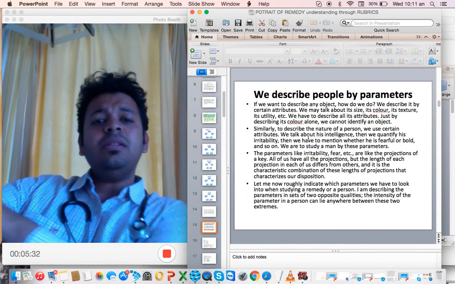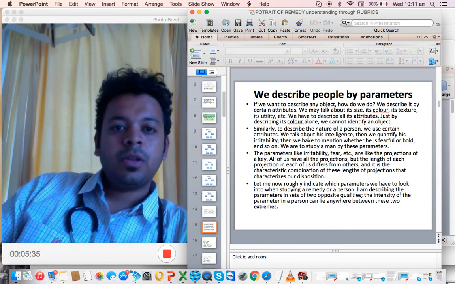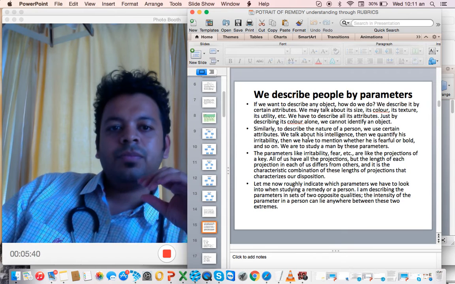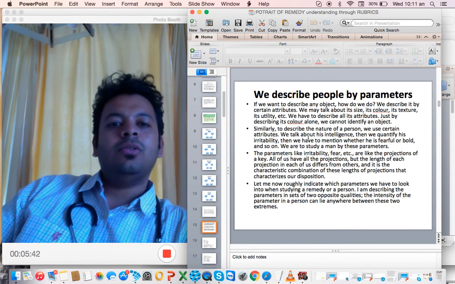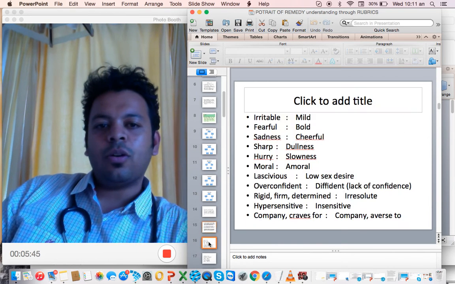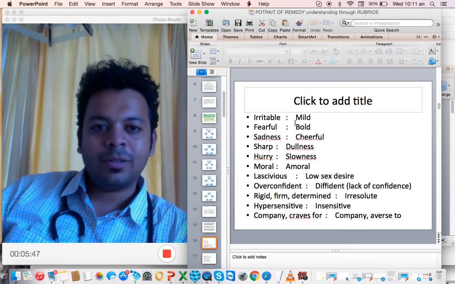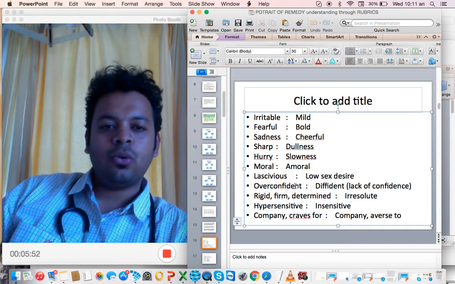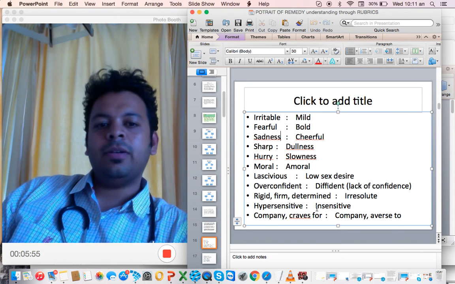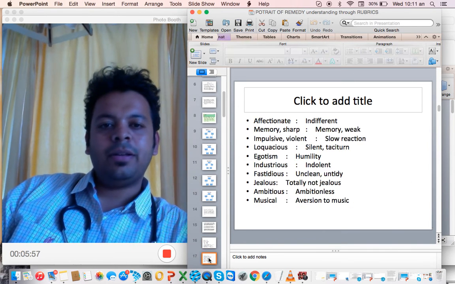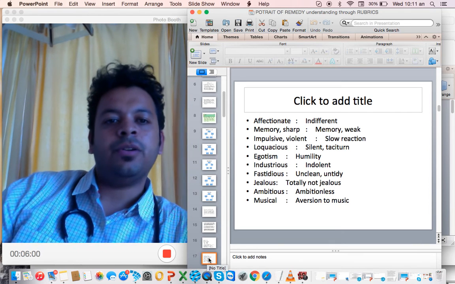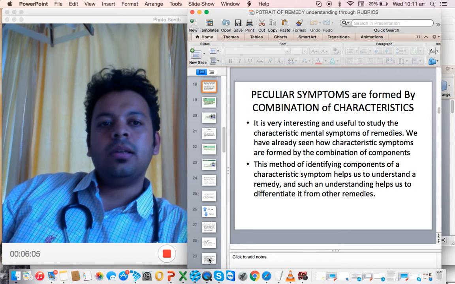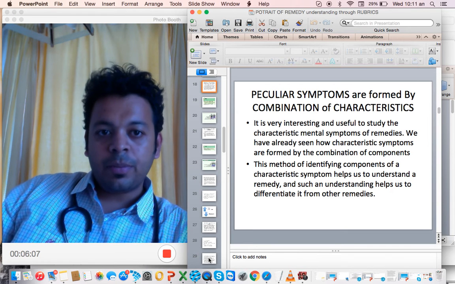What happens is that we describe people by parameters. We say, okay, this is this size, this is this color, this is this texture, and we use certain qualities to describe different people. Let's have a look at what qualities we generally use. This person is irritable, this person is mild, this person is fearful, this person is bold, this person is sad, cheerful, overconfident, diffident, hypersensitive, insensitive. So we have certain parameters, isn't it? Some more affectionate, indifferent. What we actually see often is that these different symptoms are a combination of characteristics.